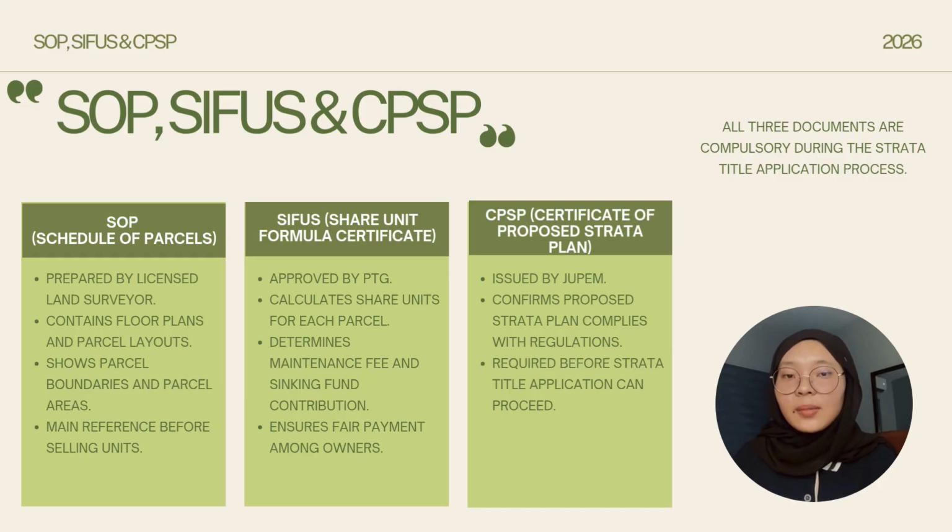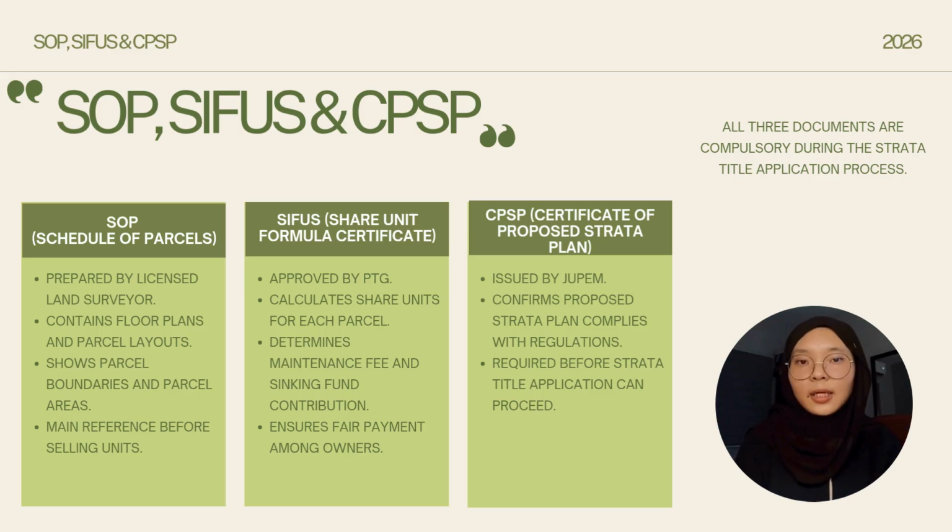This certificate is approved by PTG and is used to calculate the share units for every parcel. These share units are used to determine the maintenance charge and sinking fund contribution that owners need to pay. During our interview, the management explained that SIFUS helps to ensure fairness because every owner contributes according to the allocated share units. The final document is CPSP, or Certificate of Proposed Strata Plan.